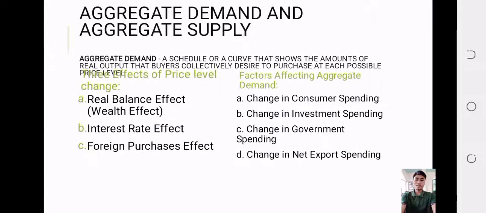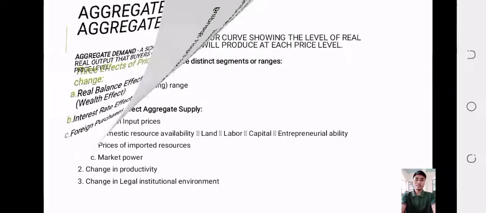So, aggregate demand and aggregate supply. Aggregate demand is a schedule or a curve that shows the amounts of real output that buyers collectively desire to purchase at each possible price level. There are three effects of price level changes: the real balance effect, the interest rate effect, and the foreign purchase effect. There are also four factors affecting aggregate demand: changes in consumer spending, changes in investment spending, changes in government spending, and changes in net export spending.